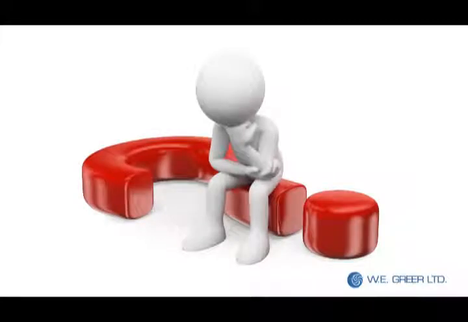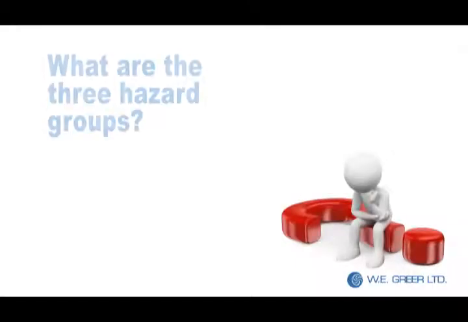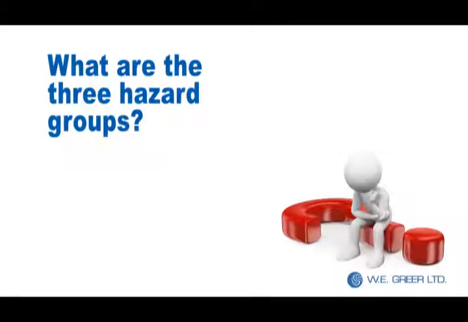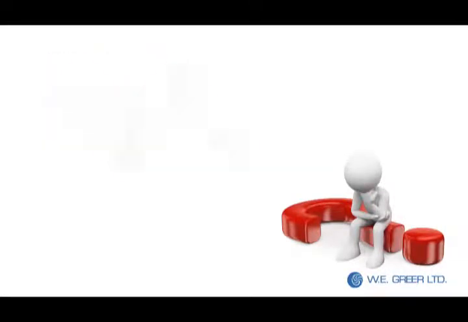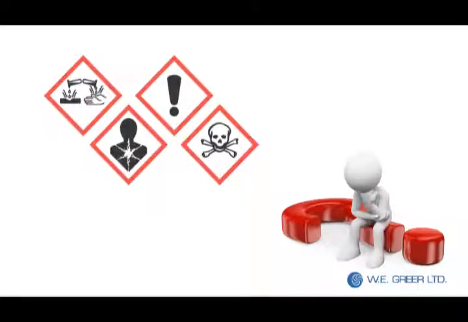Answer the following questions. Pause if you need more time. As you have now heard, there are three main hazard groups. What are they? Physical, health, and environmental. What group do these symbols belong to? These symbols belong to the health group.